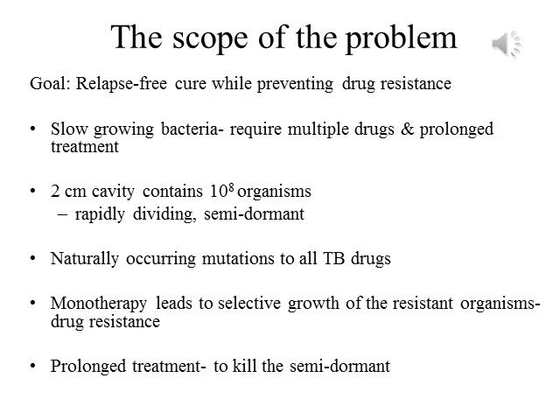The numbers are also low in extrapulmonary lesions of, for example, lymph nodes, pleura, meninges, bones, etc. The larger the bacterial population, the higher is the probability that mutant strains are present even before treatment is started. And monotherapy can lead to selective growth of these resistant mutants, leading to the development of drug resistance.